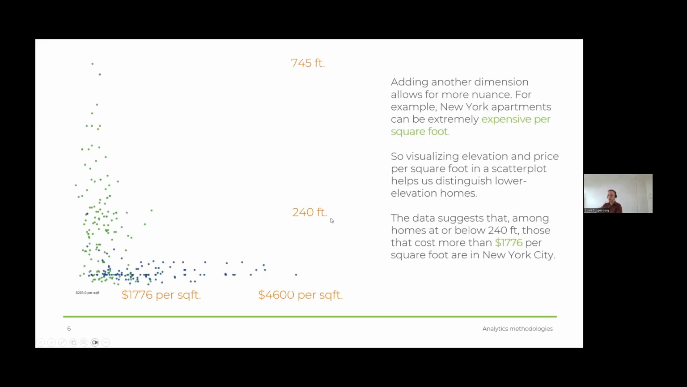But of course, we have more data available. So instead of just looking at this one-dimensionally, we can also look at this in 2D. In this case, we have the elevation on the y-axis, and we have the price per square foot on the x-axis.